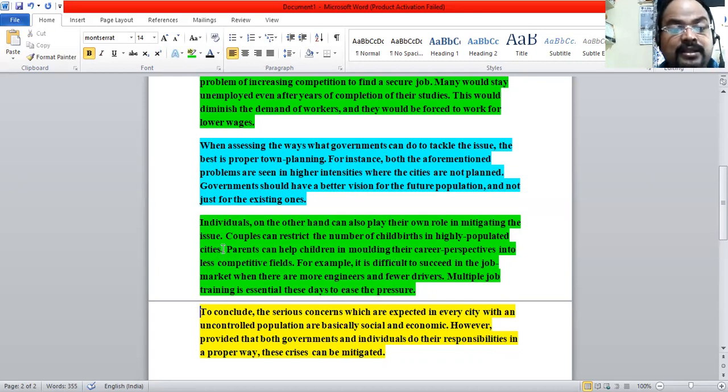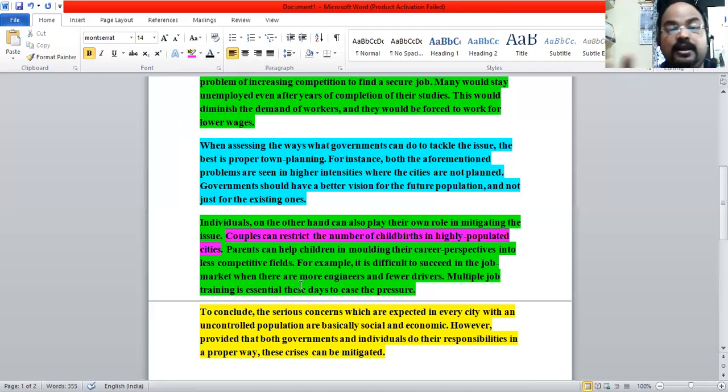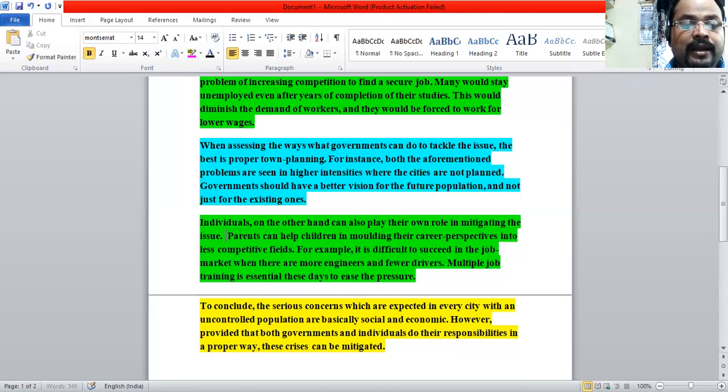Now, I just cancel off the first thing here. I think that is a little bit controversial. Couples can restrict the number of childbirths in highly populated cities. It is their individual freedom, their personal freedom. So I am not going to suggest that particular thing. I'm just canceling it. But I can go with the second solution. Parents can help children in molding their career perspectives into less competitive fields.